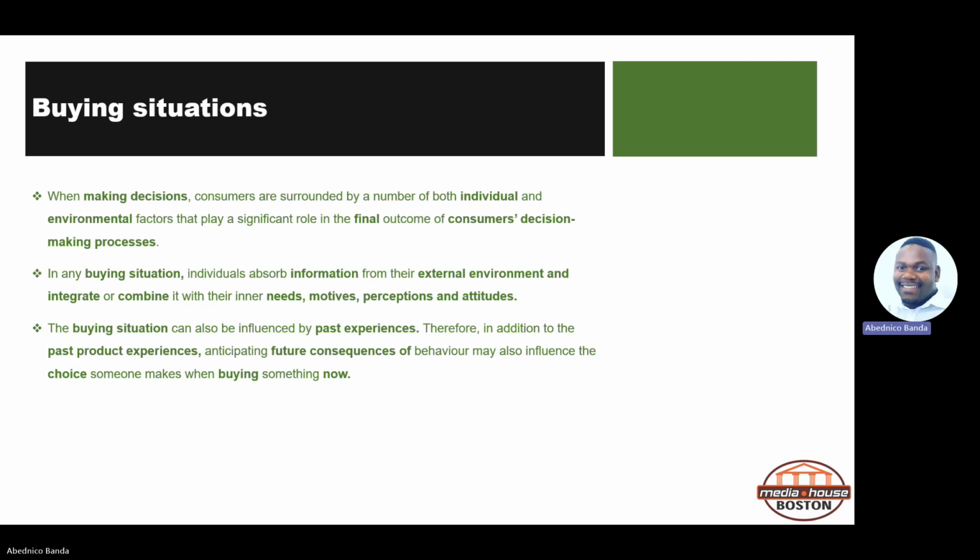when buying something now. So if you bought something and it was so good, or if you bought something and it was so bitter, all that would determine how you're going to buy something in future. And I'm sure you can relate to all these things that are being discussed here.